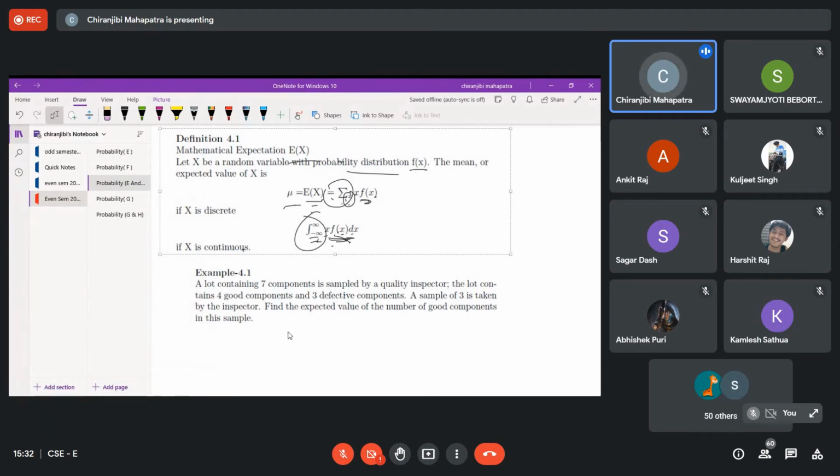Okay. A lot containing 7 components is sampled by a quality inspector. The lot contains 4 good components and 3 defective components. A sample of 3 is taken by the inspector. Find the expected value of the number of good components in this sample. Okay. Expected value of the number of good components. So obviously, you will take x as the number of good components in this sample.